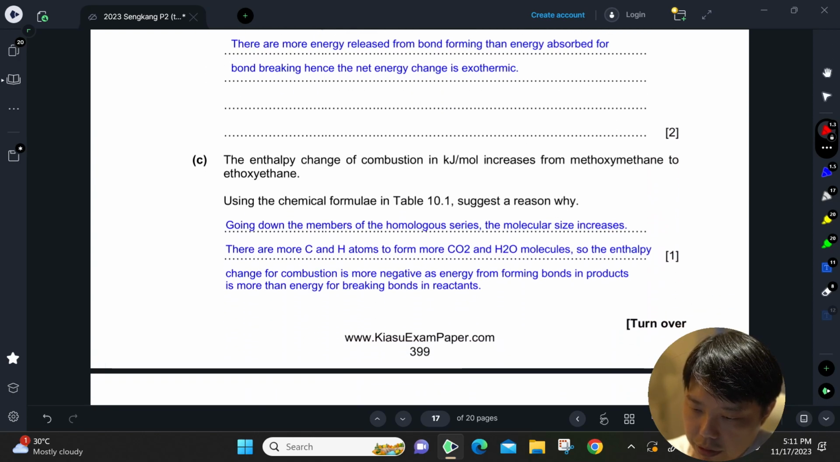Enthalpy change of combustion increases from methoxymethane to ethoxyethane. Suggest why. Because there is more carbon and hydrogen to form more carbon dioxide and water molecules. So the enthalpy change of combustion is more negative, right?